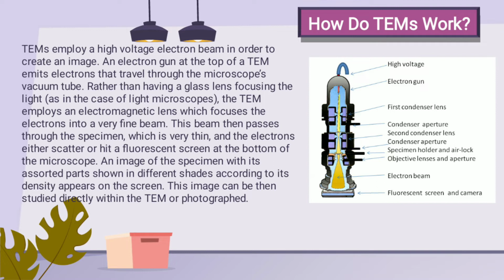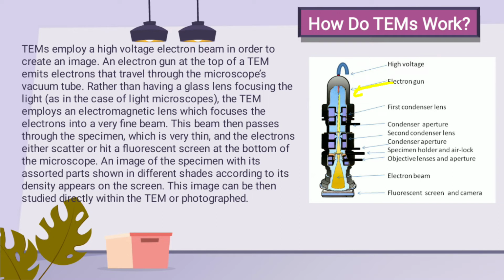So TEMs employ a high voltage electron beam in order to create an image. An electron gun at the top of a TEM, this one, emits electrons that travel through the microscope's vacuum tube. Rather than having a glass lens focusing the light, the transmission electron microscope employs an electromagnetic lens which focuses the electrons into a very fine beam.